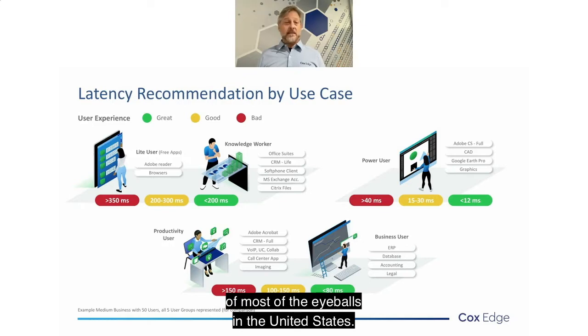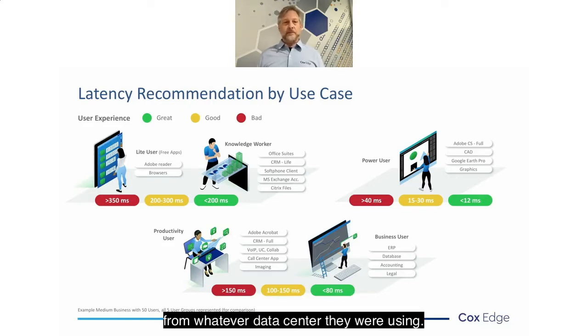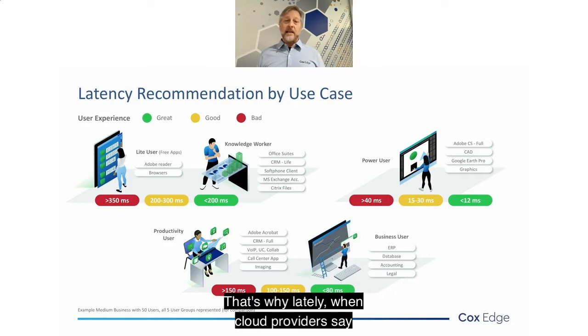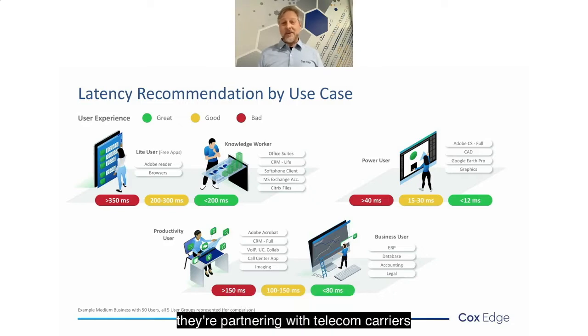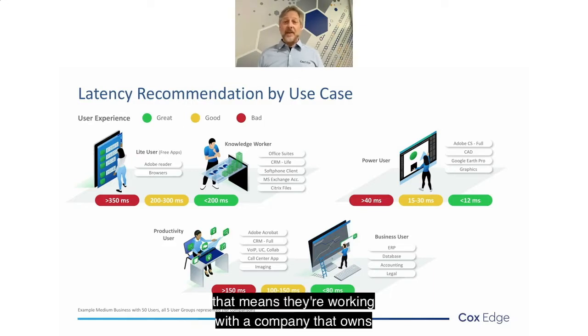in the United States. With the older generation of cloud providers, you or your users might be hundreds of miles away from whatever data center they were using. That's why lately, when cloud providers say they're partnering with telecom carriers for optimal backbone performance, that means they're working with a company that owns thousands of miles of high-speed network, like Cox.